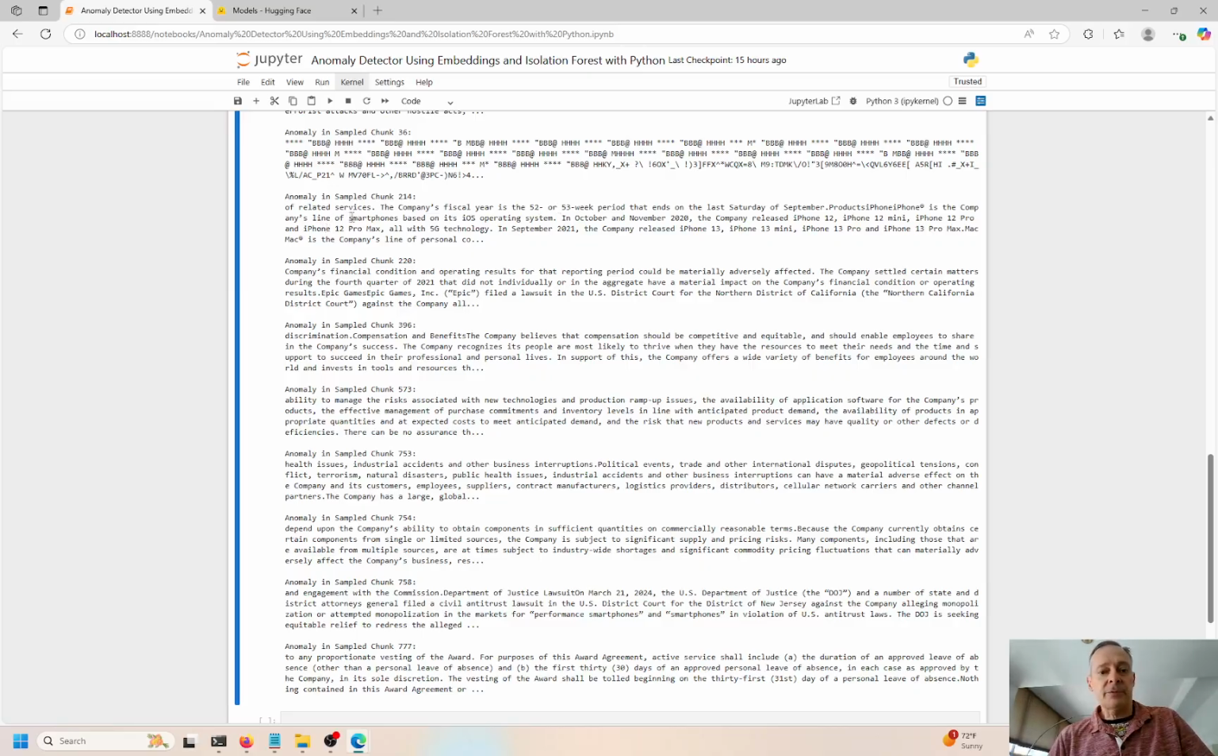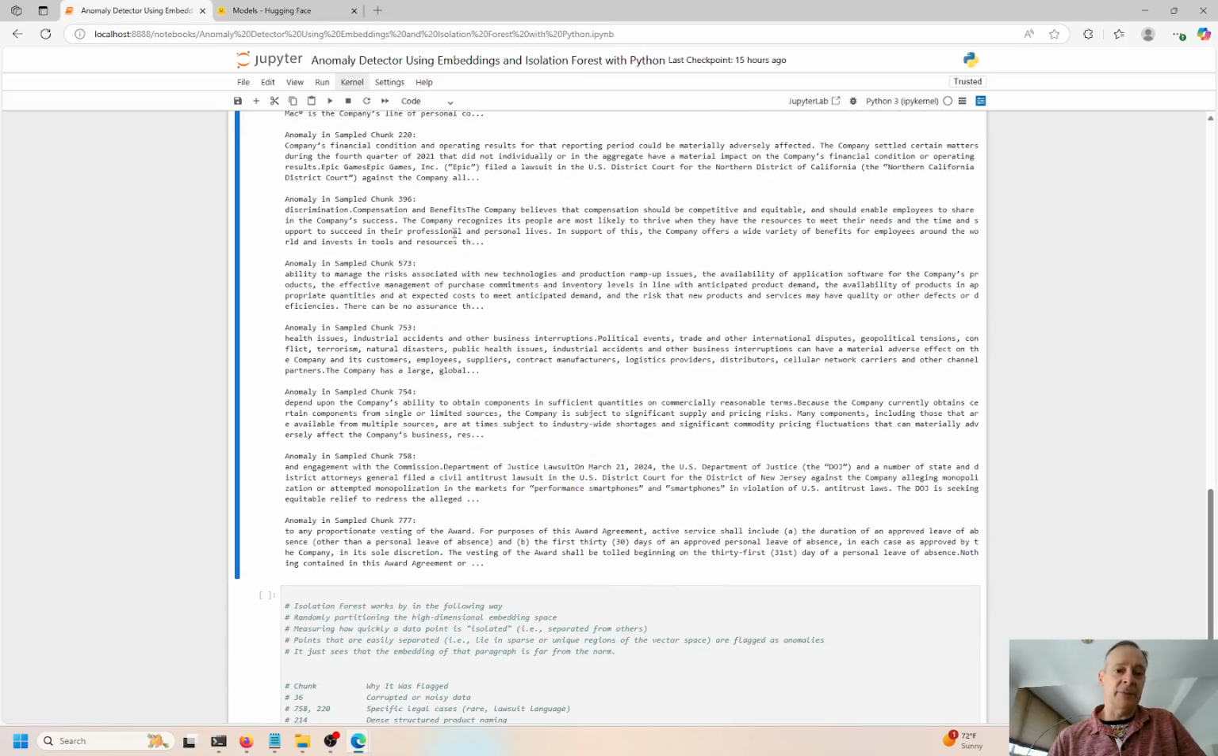Product iPhone, smartphone based on its iOS operating system, October, November. Company released iPhone 13, iPhone 13. I think what it's getting here is a series of different numbers, 12, 13, 2011. So this is just different language. It's just different from the rest of the body of text, right? I think that's why that one got picked up.